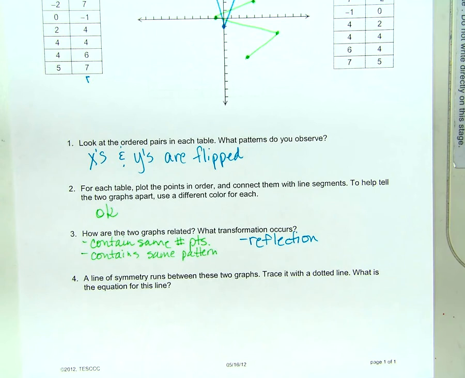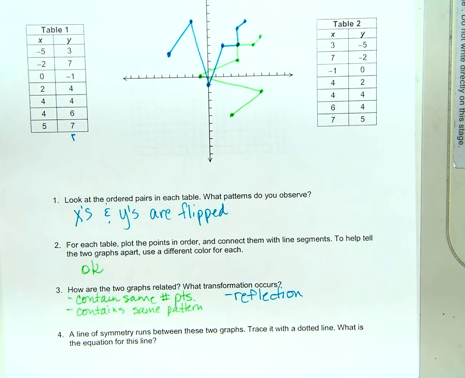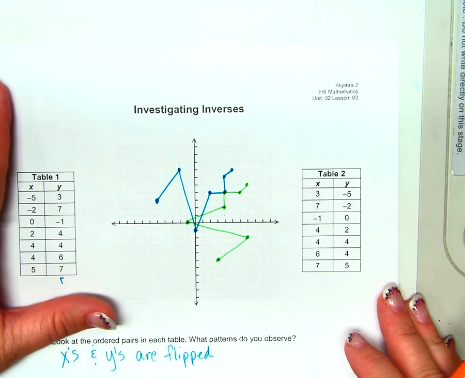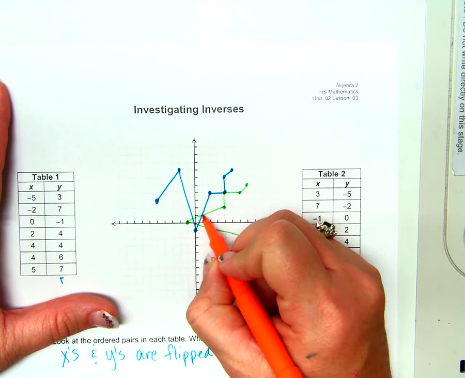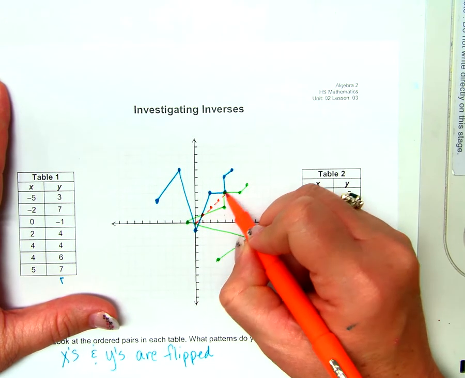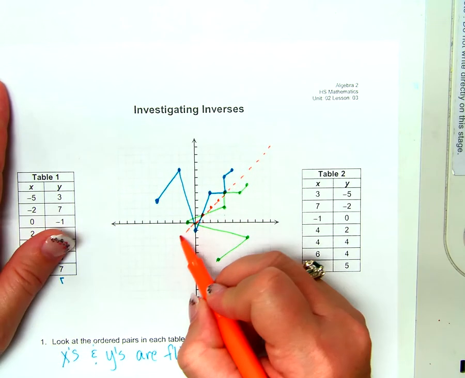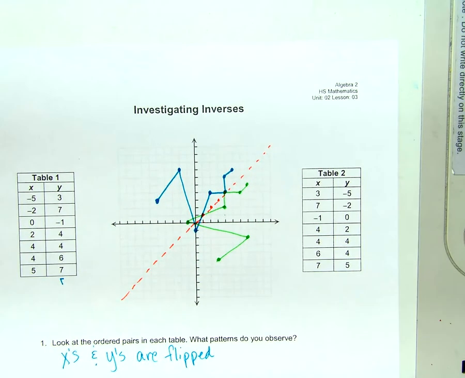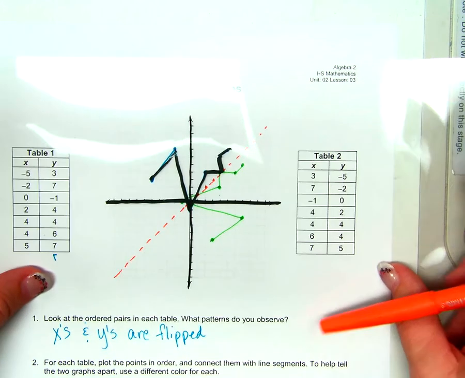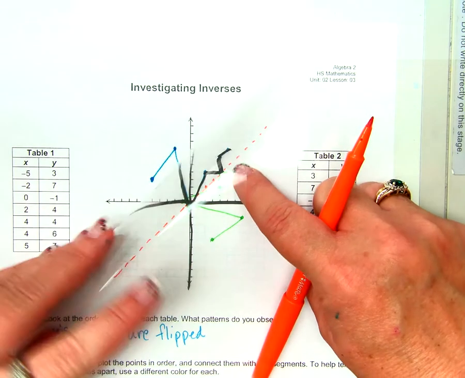So let's go on to number 4, and we'll come back to what we were talking about in just a second, because it's what number 4 talks about. A line of symmetry runs between these two graphs. Trace it with a dotted line. Jonathan thinks that line of symmetry is y equals x. That means when x is 1, y is 1. When x is 2, y is 2. When x is 3, y is 3, and so on. Right? So if I trace that with a dotted line, watch what happens if I reflect this over the line y equals x. It goes this way, right?